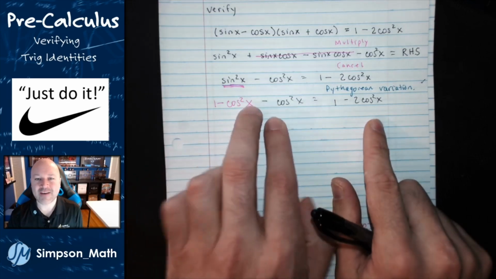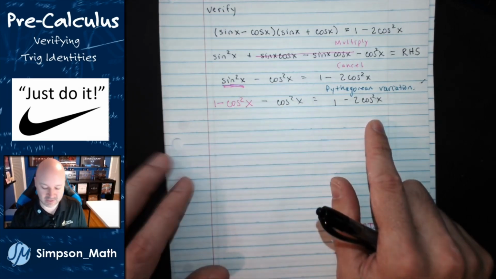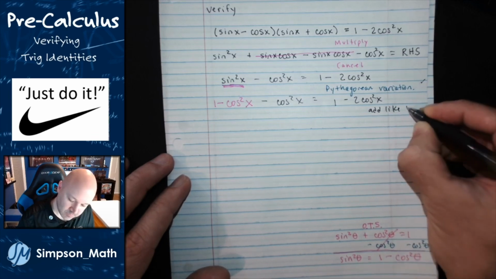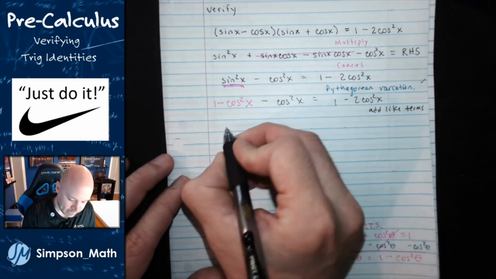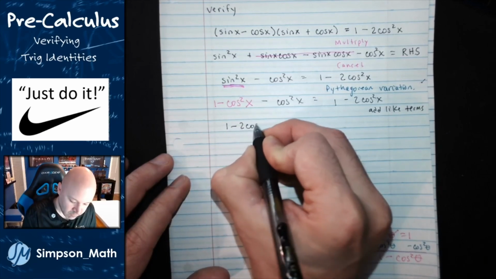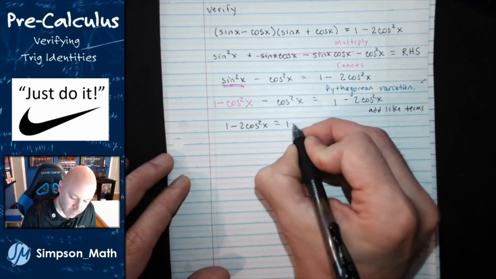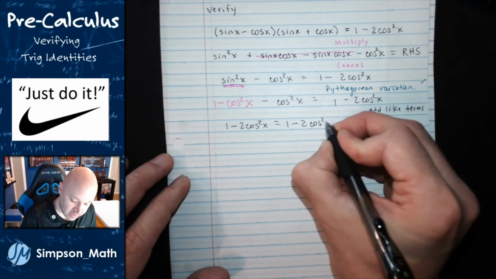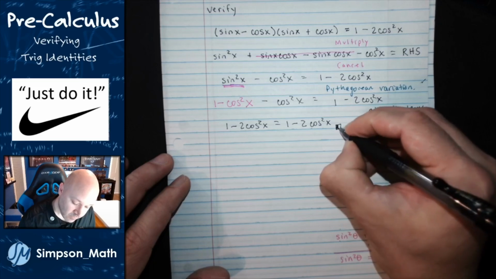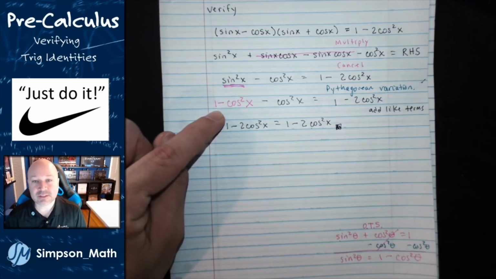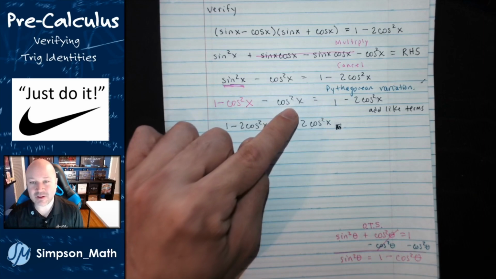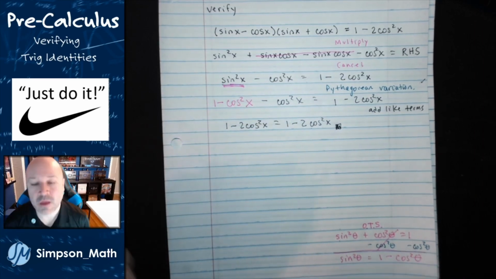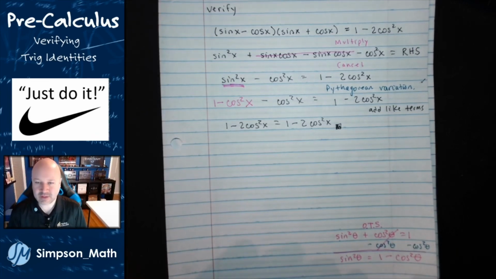Now look at that. I have like terms, so I can simply add these together. You're not done until they are identical, left and right hand side. A negative something minus another negative of the same thing, you've got -2 of those now. All right. I think I'm done with that one.